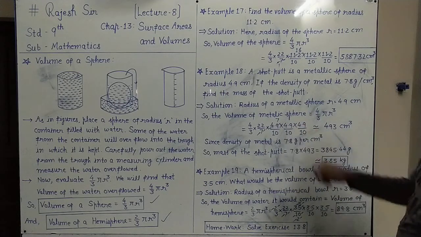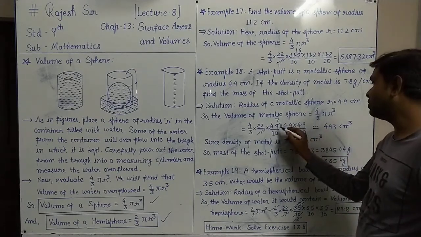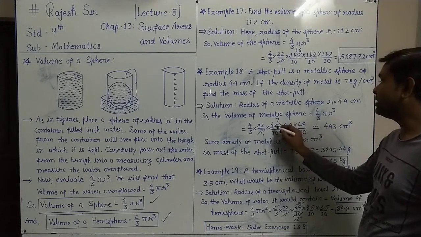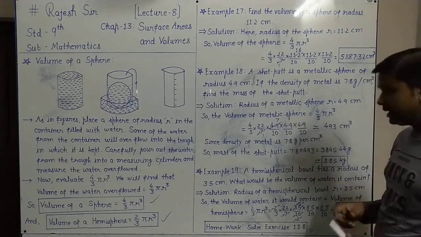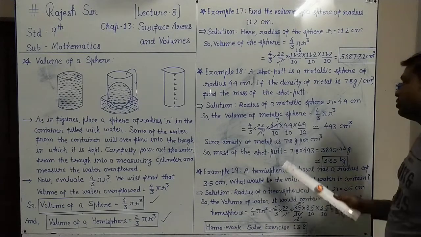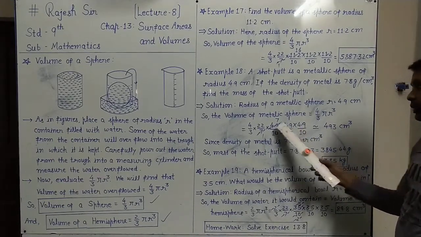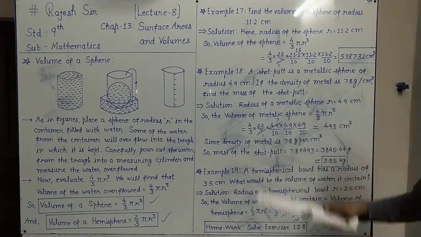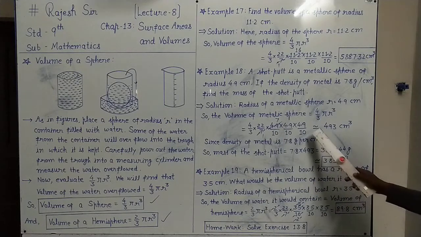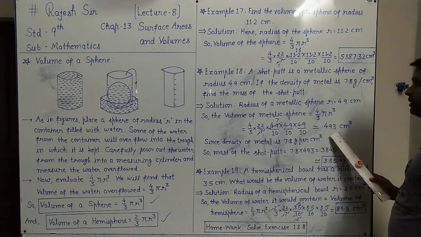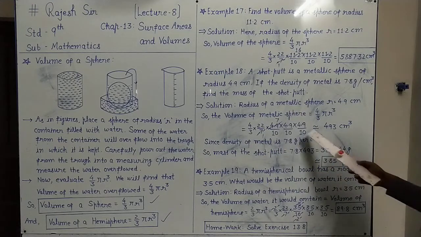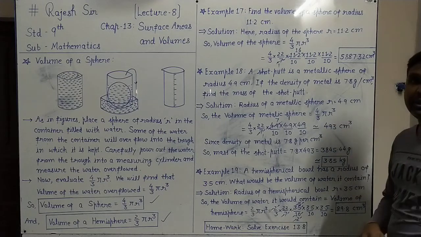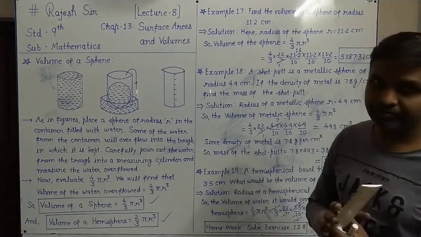Again, to remove these decimal points, we write 10, 10, 10 in the denominator, so all these points are removed. Now 7 ones are 7, 7 sevens are 49, that we know. Again, no more cancellations are possible here. So we multiply 49 into 49 into 7 into 22 into 4, divide by 3, and then divide by 1000. It will be approximately 493. This is the rough work we have to do, and the final answer is approximately 493 centimeter cube, which is the volume of the spherical shot put.